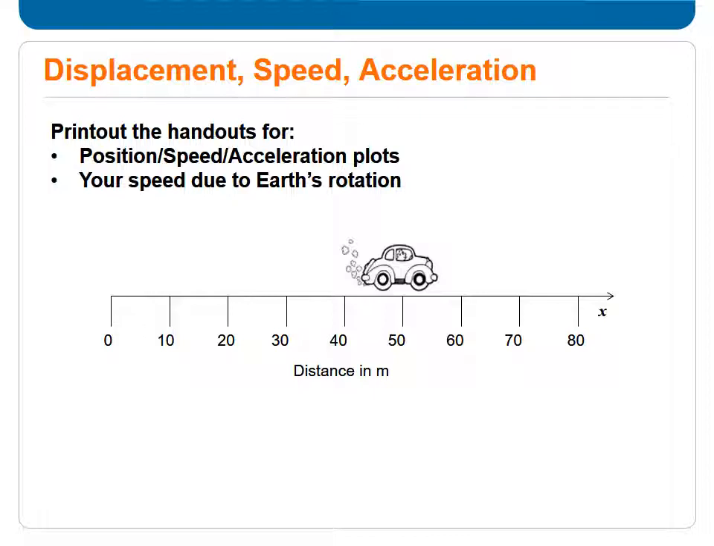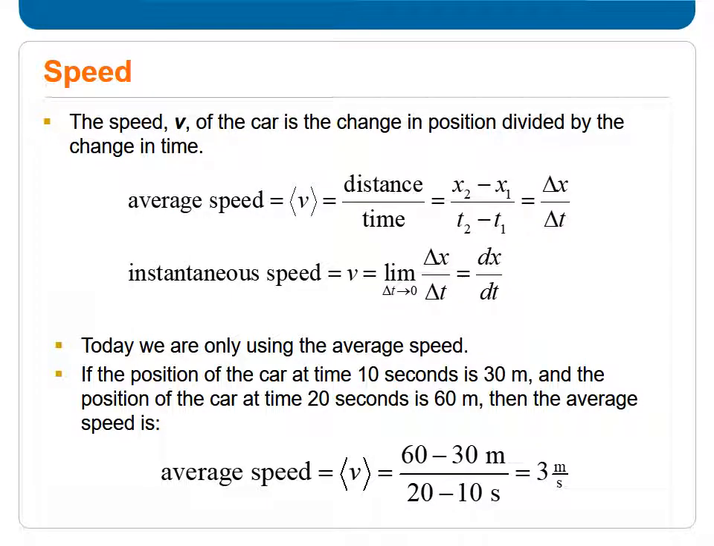Print out the handouts for position, speed, and acceleration, and for your speed due to Earth's rotation. Speed. The speed of anything is the distance divided by time. There's really two speeds we talk about. First is the average speed over some interval of distance divided by some interval of time. We also talk about the instantaneous speed. That's as you shrink the time interval to nearly zero, what is the speed?